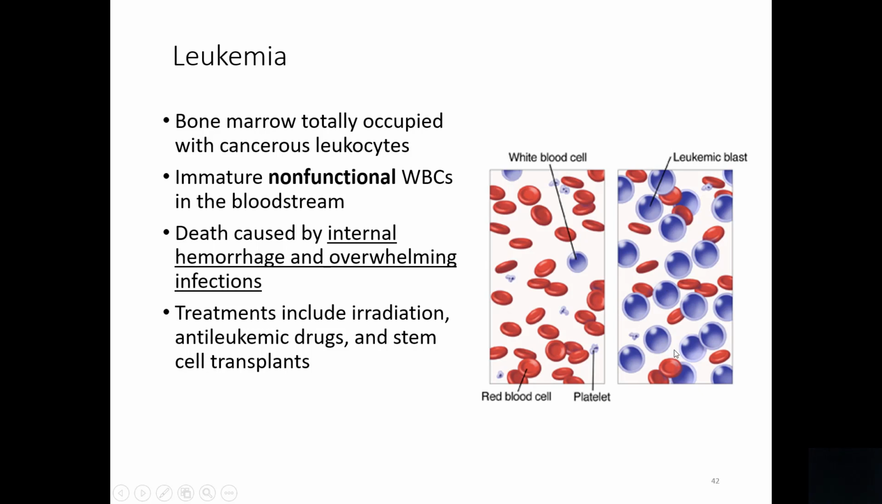So the patient, in spite of having such a huge amount of white blood cells, can easily die from overwhelming infections. Treatments of leukemia include irradiation, anti-leukemic drugs, and stem cell transplants.